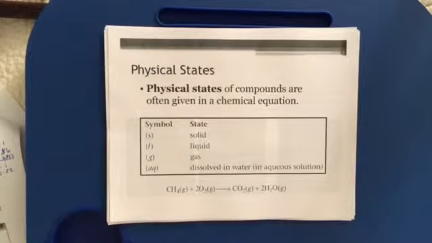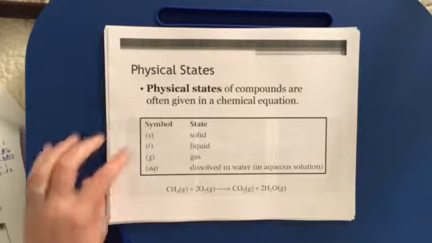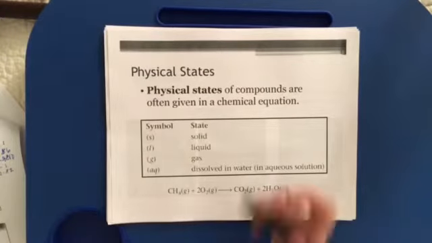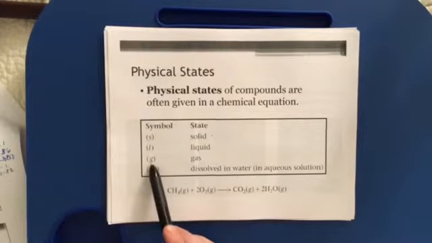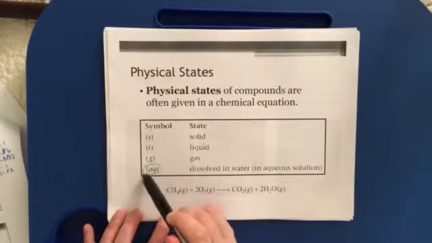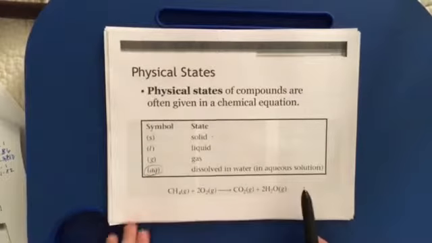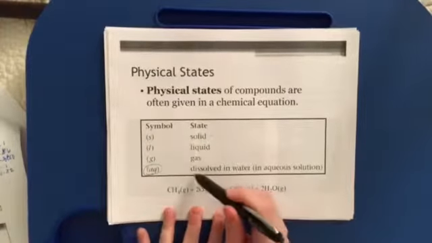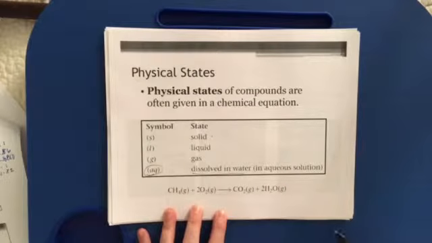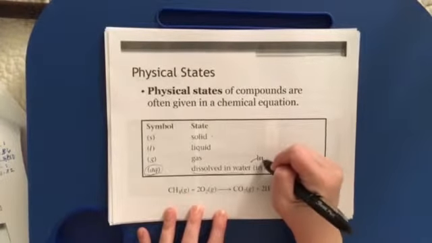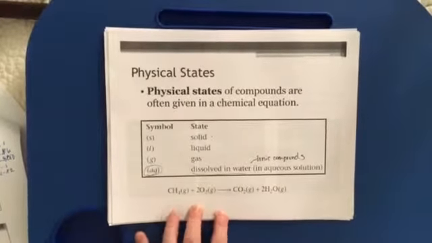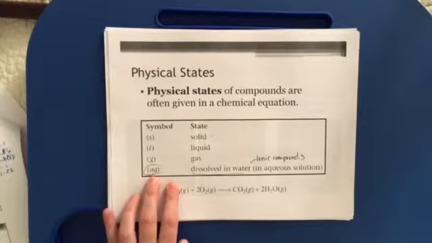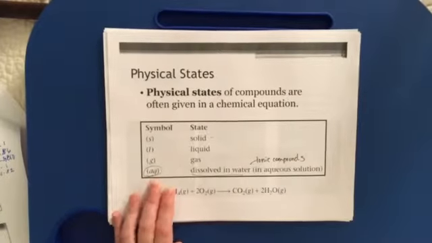Okay, physical states. Not always, but sometimes the chemical reactions will give you the physical states. These are some common ones that could be given. Solid would be a little s, little l would be liquid, g would be gas. And this, aqueous, we will use that a lot in this session. It means it's dissolved in water, and this is for ionic compounds. And then we'll talk about why that's important, because the ions actually dissolve in the water. They break up into individual ions.